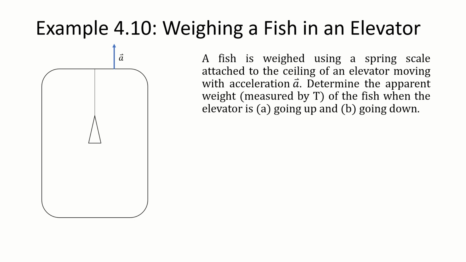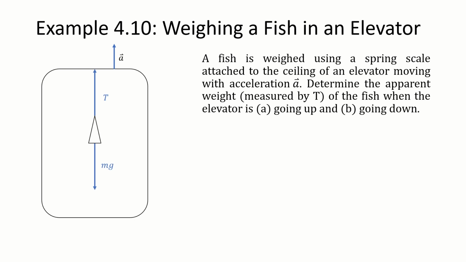Now, whatever tension the string will experience, the spring scale will experience, and the spring scale converts that tension to a measurement of weight. So you have to determine the apparent weight measured by tension. Basically, you're supposed to get the tension on the fish when the elevator is going up and going down. Because an elevator can either go up, and we've experienced it before, when you go up, you'll feel heavier. When you go down, you'll feel lighter. And we'll mathematically verify that that is the case.